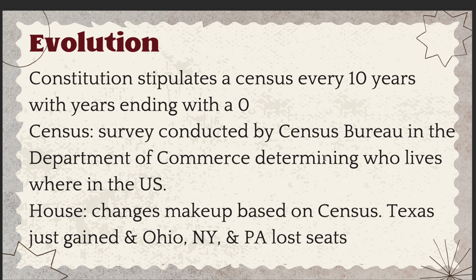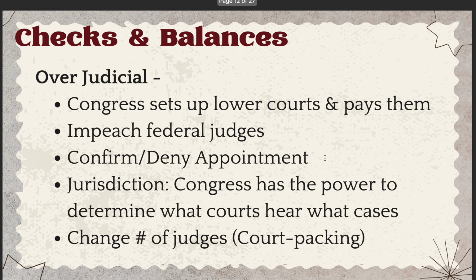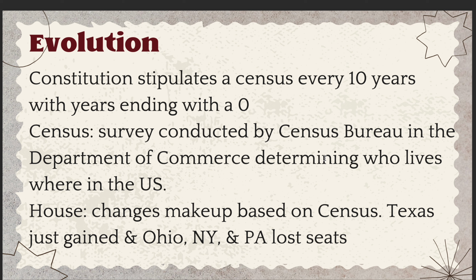So we're going to talk about the evolution really quickly. So this is basically all the stuff they do. We're done with that. Now we're moving on to the evolution. We have a census every 10 years. We've talked about this already a little bit. There's a census every 10 years with years ending in 0. So 2000, 2010, 2020, 2030, etc., etc.